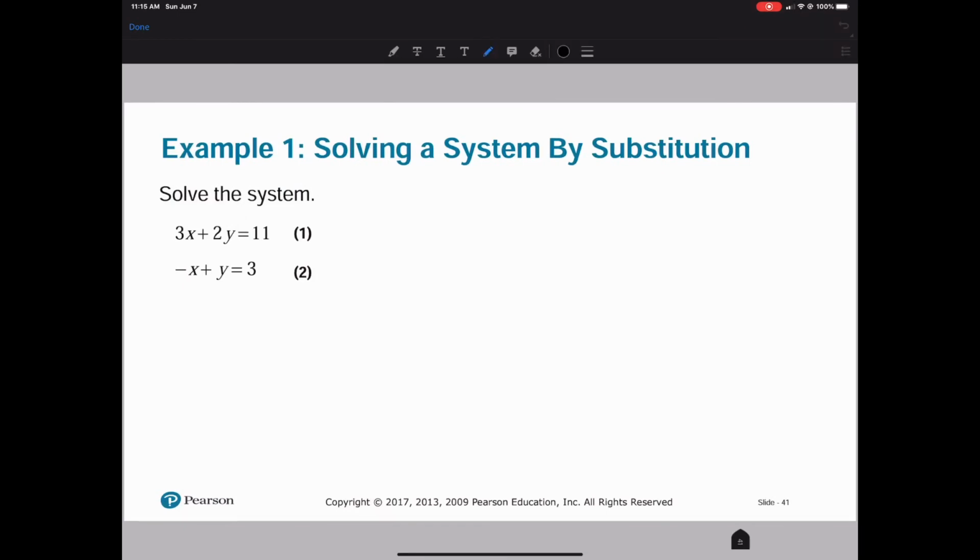All right. The first thing I like to do is look at the easiest one. I think equation 2 is the easiest one to manipulate. So I have negative x plus y is equal to 3. Now I'm going to just solve for y. So y is equal to 3 plus x. All right. Now what I'm going to do is take this and plug it in for y.